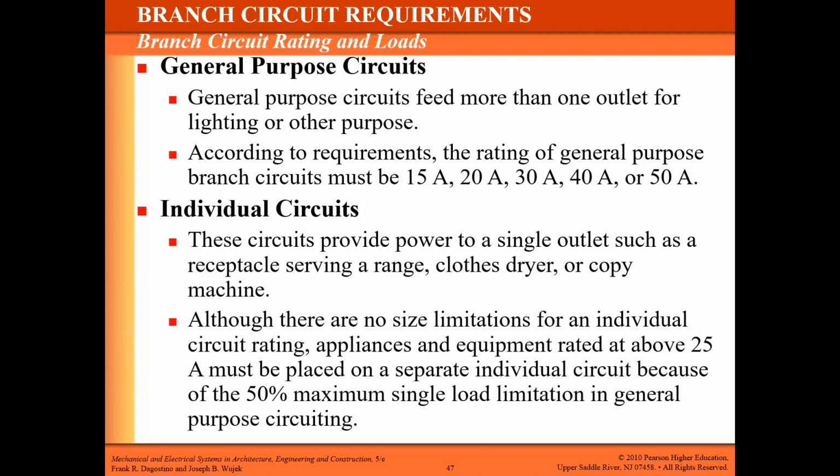So really, if it's below 25 amps, so if it's a 20 amp, typically that's going to be a general purpose circuit. We don't typically have that low of a draw on a dedicated piece of equipment. They're generally things that are going to be pulling a lot more electricity.